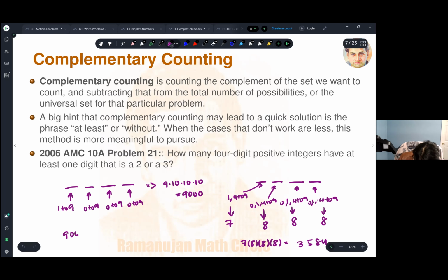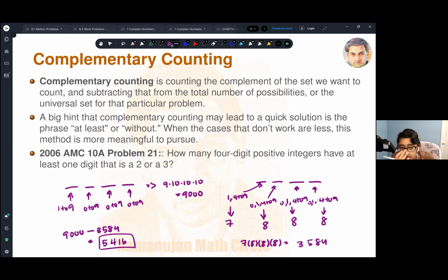So we have our total, which is 9,000. We subtract 3,584 from that, because that's how complementary counting works. If we do that, we get that the total number of 4-digit positive integers with at least one digit that is a 2 or a 3 is 5,416. Counting through a bunch of cases and coming up with that huge number would have been a real pain. So it's really important to apply the technique correctly. Like I said, the words "at least" and "with" or "without" are very useful. Here we have the words "at least," so that's a hint that you want to apply complementary counting.